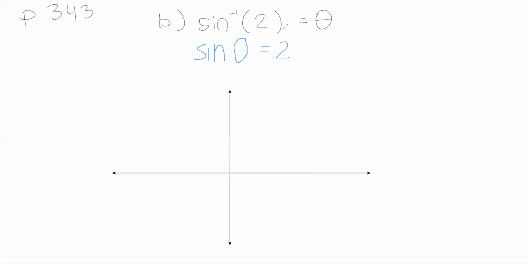So that would be a 30, 60, 90 triangle. Maybe like this. So we have 2 and we have square root of 3. Here, I'll let you write it. Yeah, that is theta. So the sine of theta would be square root of 3 over 2. So not just 2. This one is a little bit different.